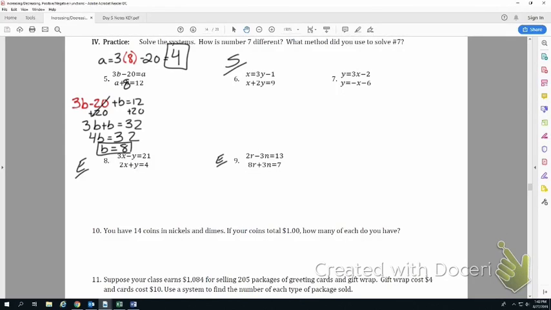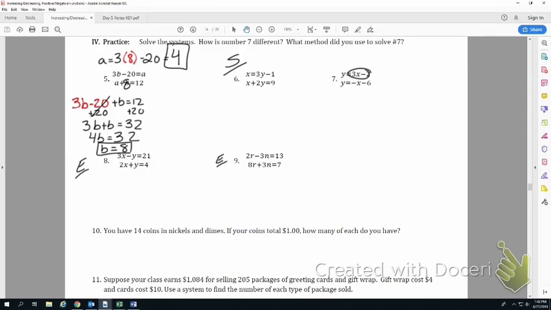Do I have a variable solved for? Yes, right? In both equations, it's y equals in both. So it is substitution. It just looks weird. If I know y equals 3x minus 2, and y also equals negative x minus 6, I can substitute 3x minus 2 in for y.